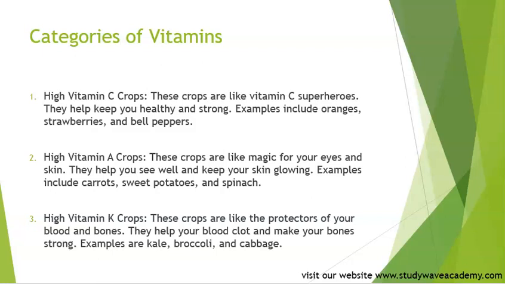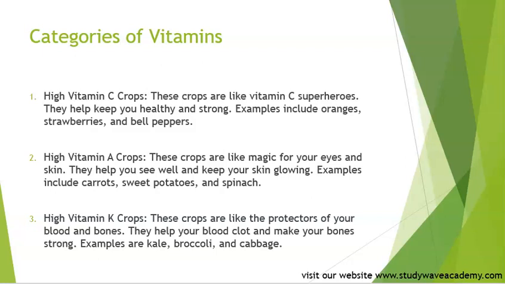High vitamin C crops. These crops are like vitamin C superheroes. They help keep you healthy and strong. Examples include oranges, strawberries, and bell peppers. High vitamin A crops. These crops are like magic for your eyes and skin. They help you see well and keep your skin glowing. Examples include carrots, sweet potatoes, and spinach.